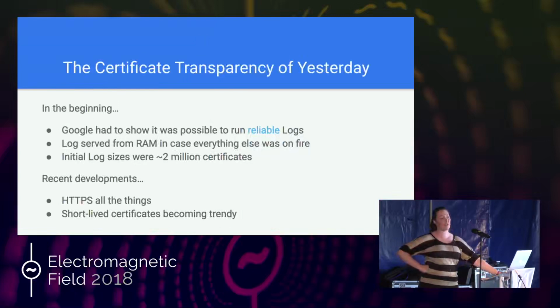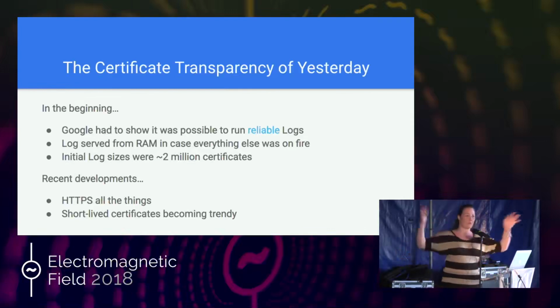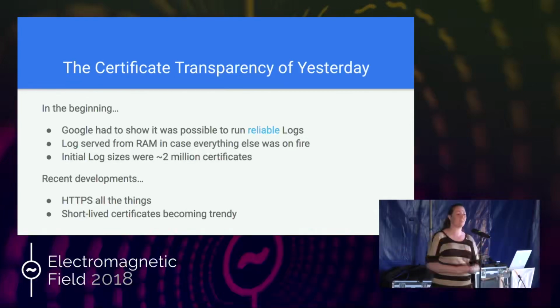We had this idea for CT, and we wanted to show that it was possible to run reliable certificate transparency logs, because we wanted to convince everyone to adopt this new idea, and so we needed to show them that it can be done. And so the initial implementation of CT logs was designed to be extremely reliable and extremely robust to infrastructure failure.